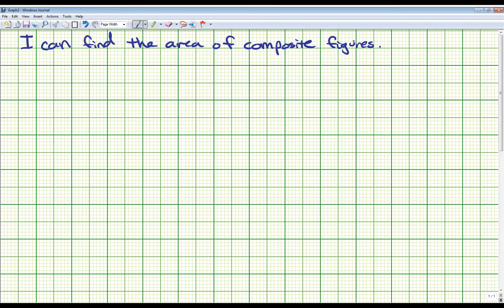And in our green math book, we should be on page 172. Remember that this is an extension lesson, so it's going to be a little bit shorter, and your assignment will be a little bit shorter as well. The first thing we'll want to do is talk about these words, composite figures. We need to know what those are in order to find the area of them.